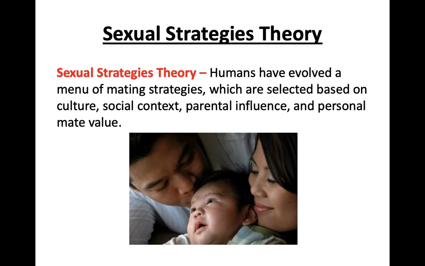So sexual strategies theory basically says that humans have evolved a menu of mating strategies, which are selected based on culture, social context, parental influence, and personal mate value. So what this suggests and what it highlights is that men and women have a much different investment when it comes to reproduction.